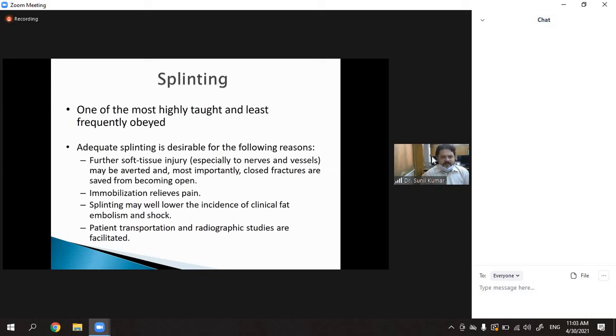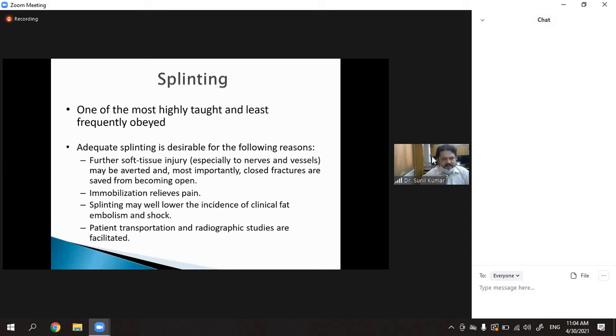Adequate splinting is desirable for the following reasons. Why do we splint the patient after reduction? Because we have to decrease further soft tissue injury, especially to the nerves and vessels, which may be averted, and most importantly, closed fractures are saved from becoming open. If there is a fracture which is closed and it is angulated, translated, and creating pressure on the skin, later on, if we do not splint after reduction, it can cause the closed fracture to become an open fracture. And after splinting, immobilization can decrease and relieve the pain of the patient.